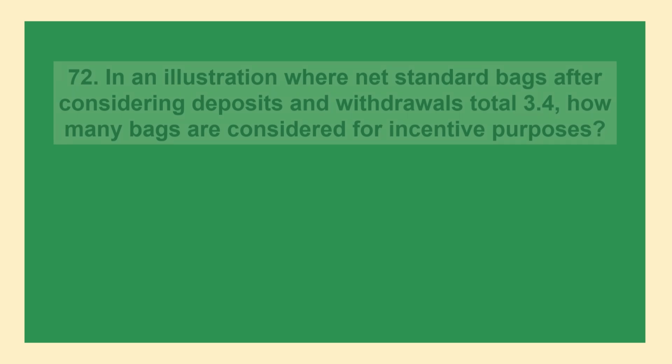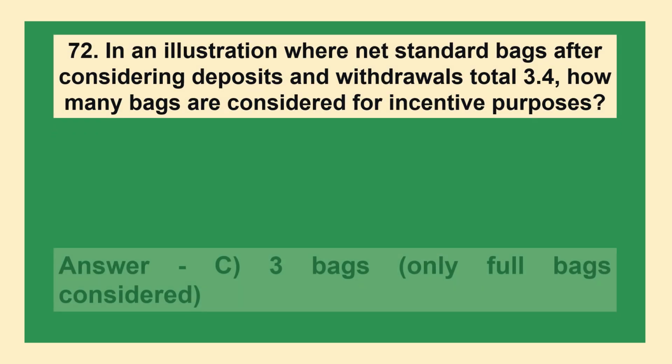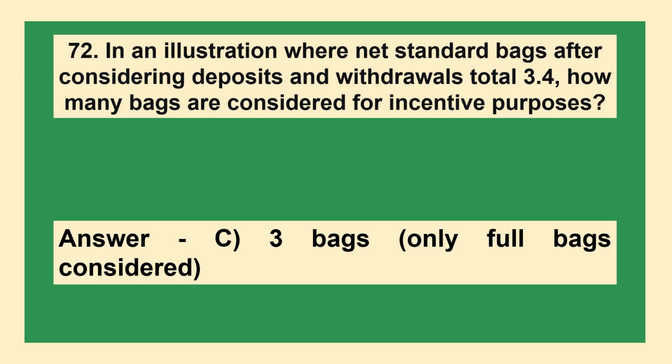In an illustration where net standard bags after considering deposits and withdrawals total 3.4, how many bags are considered for incentive purposes? Option A, 3.4 bags, fractional bags are proportionally paid. Option B, 4 bags, rounded up. Option C, 3 bags, only full bags considered. Option D, 0 bags, fractional totals are disregarded entirely. The answer is option C, 3 bags, only full bags are considered.